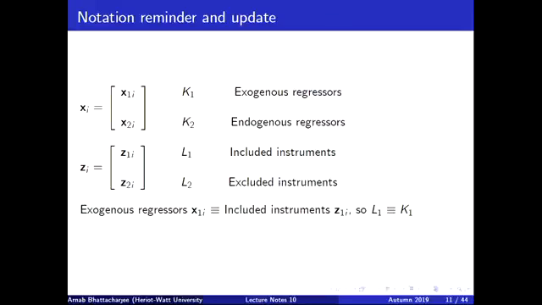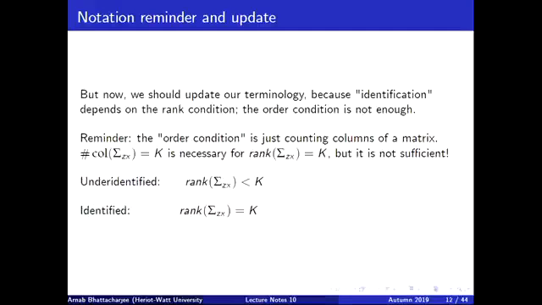Okay. Notations, once again, this is a reminder of what we have done earlier. We have K1 exogenous regressors. Now we are generalizing to the general case, K2 endogenous regressors, L1 included instruments and L2 excluded instruments. So the number of exogenous regressors and the number of included instruments is the same, so L1 equal to K1. This is all repetition of what we have done earlier.